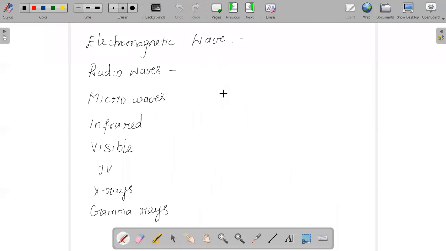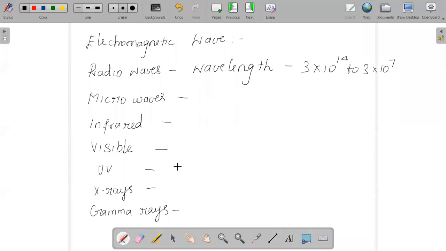And when you come to the concept of electromagnetic waves, you will have a range of their wavelength. Suppose I am talking about radio waves, that range is 3 into 10 to the power of 14 to 3 into 10 to the power of 7. In the same way, for each wave you have a range. Why am I focusing on the range? Because you should know that based on the range, the questions are given. Hence, I should know the range of that.